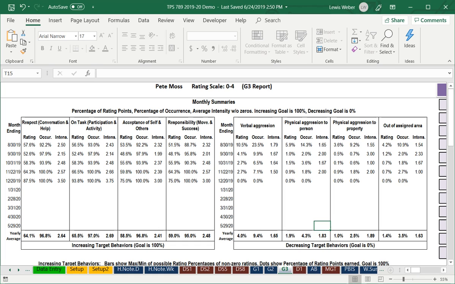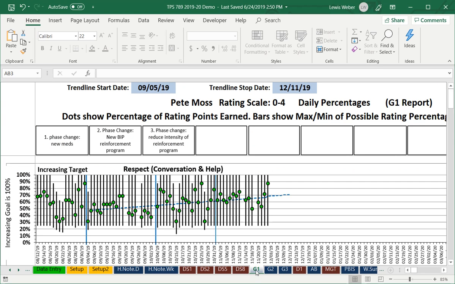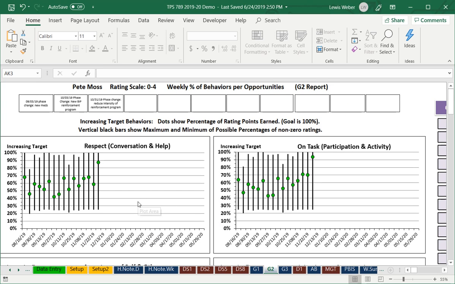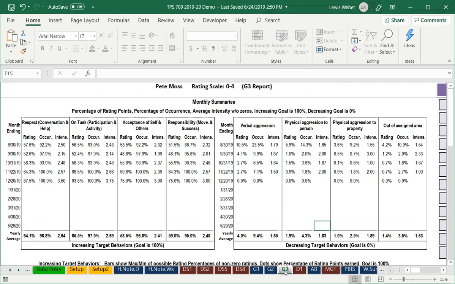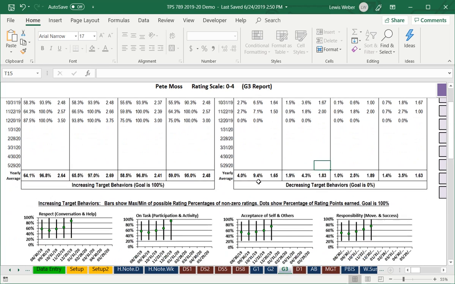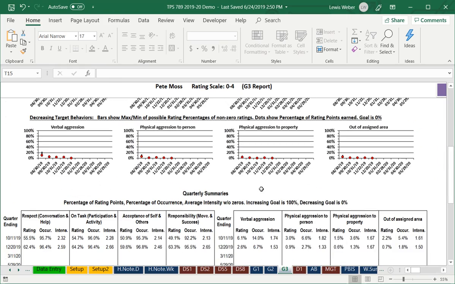In this training, we're going to take a look at the G series of graphs and tables. You'll note that I am on the G3 right now. We also have G1, and with all of the TPS sequences of graphs that have a 1, 2, and 3, the 1 is going to refer to daily performance. 2 is going to be weekly performance, and the 3, G3, is going to be monthly, and if we scroll down, quarterly performance.